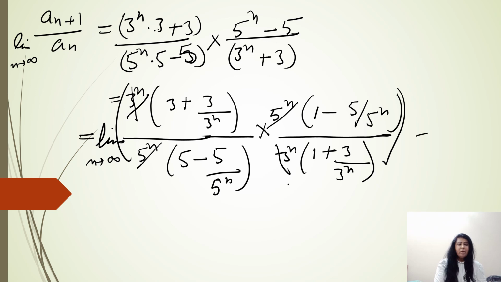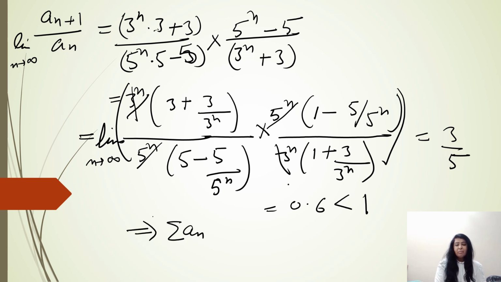So ultimately you are getting 3 by 5. So 3 by 5 means 0.6, which is less than 1. Because this is less than 1, this implies by the ratio test our series sigma an is convergent. Right. Now we have to check for the other series.